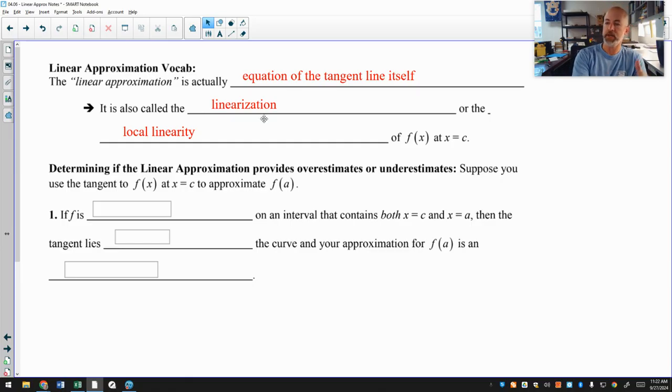And then I'm going to bring concavity back into the situation here.